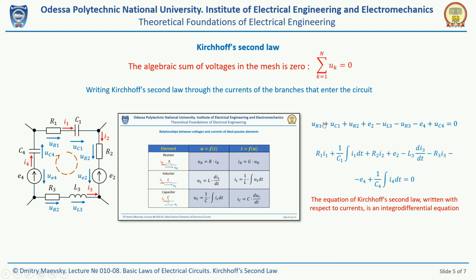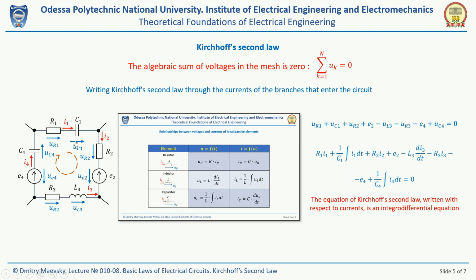For the voltage on R1, this is the first resistor, we can use this formula, and we will write that U1 is equal to the resistance of this resistor R1 multiplied by the current of this resistor. In our case, this is I1.